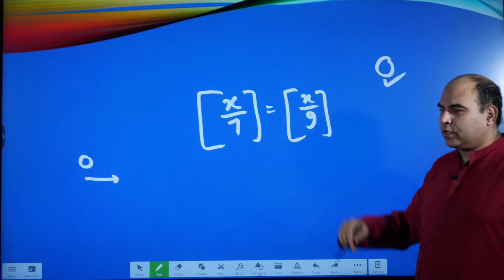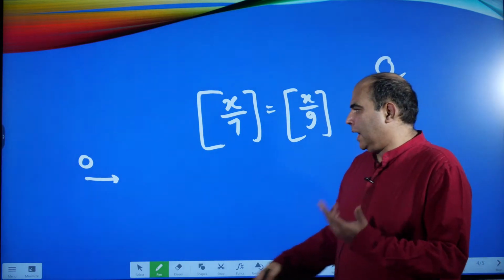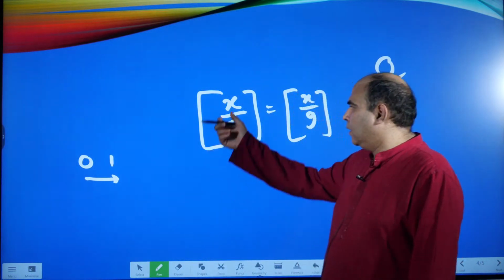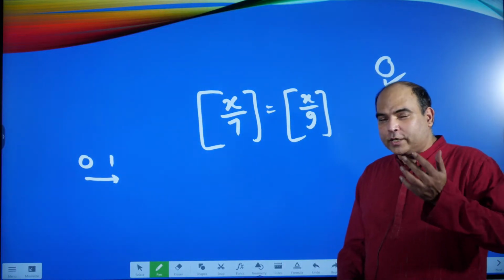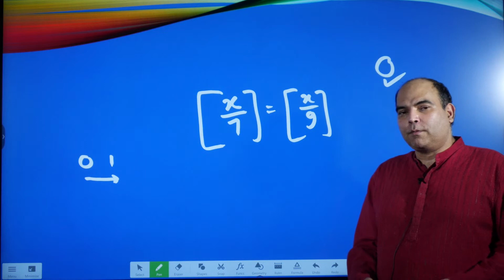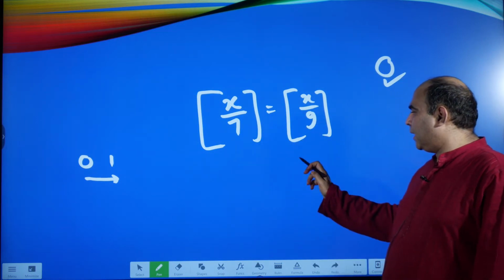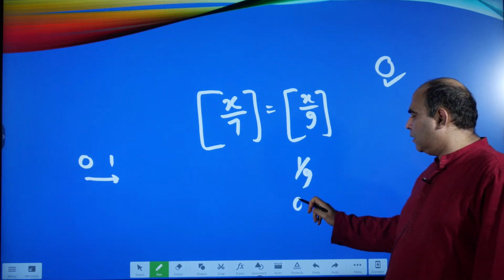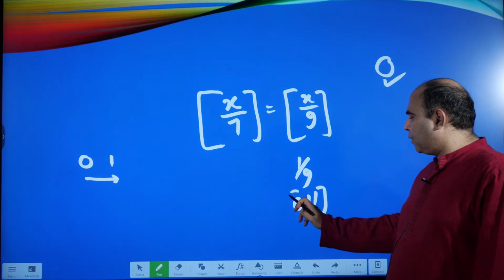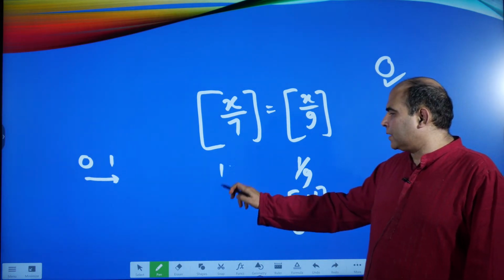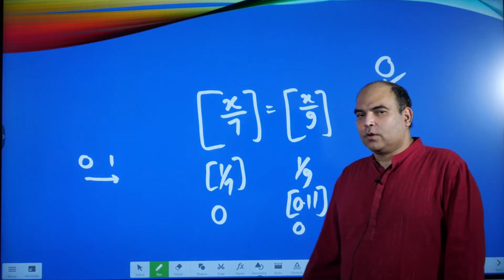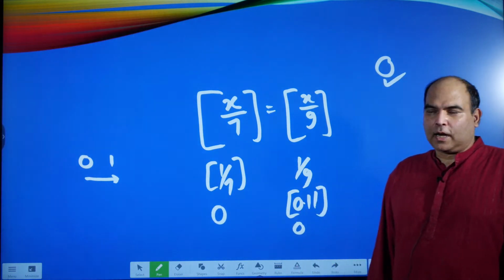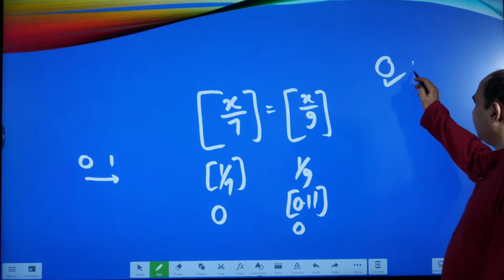If I try x equals 1, x by 7 gives me 1 by 7, which is 0.14, so its greatest integer function will be 0, and 1 by 9 is 0.11, and the greatest integer function of 0.11 will be 0. So at 1 also both of them are equal.